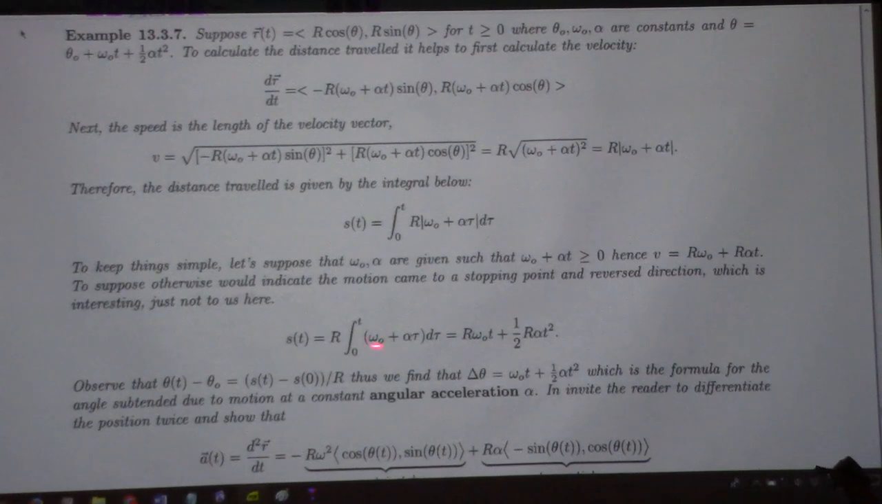Here's a formula for the arc length. It's just r times the initial angular velocity times time, plus 1/2 r alpha t squared. This is something you'll learn in Physics 231 towards the end when you study circular motion.